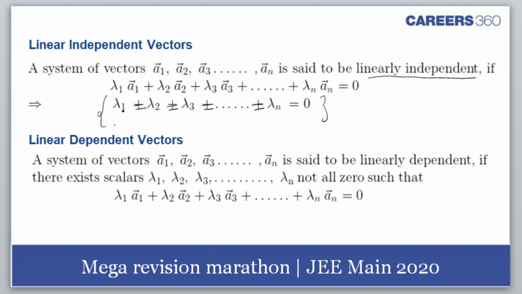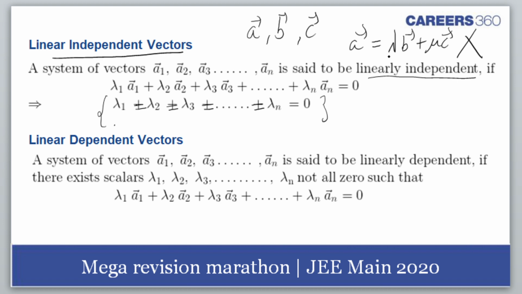Shall I repeat it? In other words, suppose A, B, C are independent vectors. Then, mark my word, I cannot express A as lambda B plus mu C. I cannot express it like this. This is what linearly independent vectors means. I hope you understood.